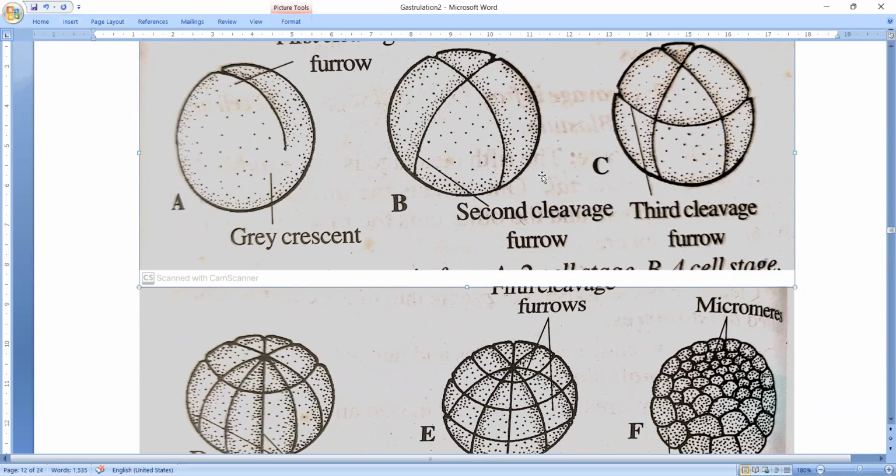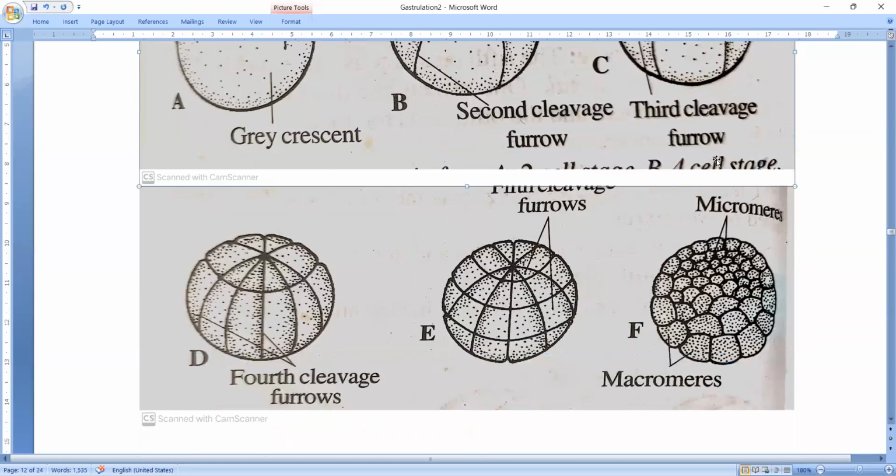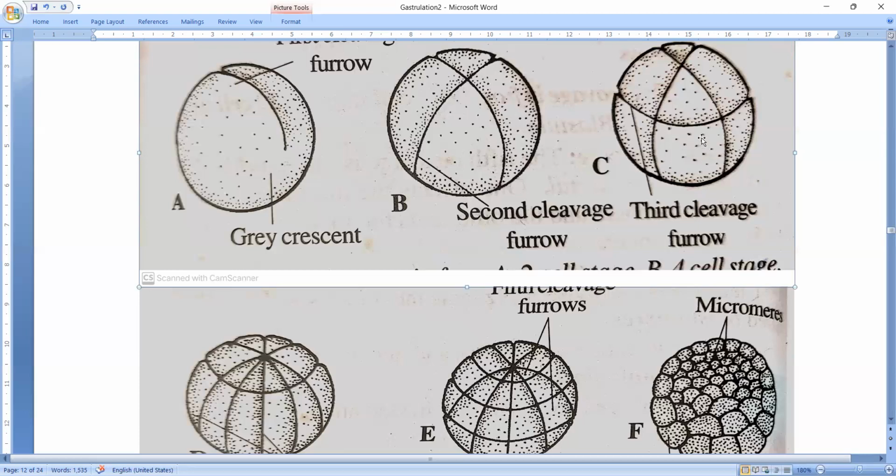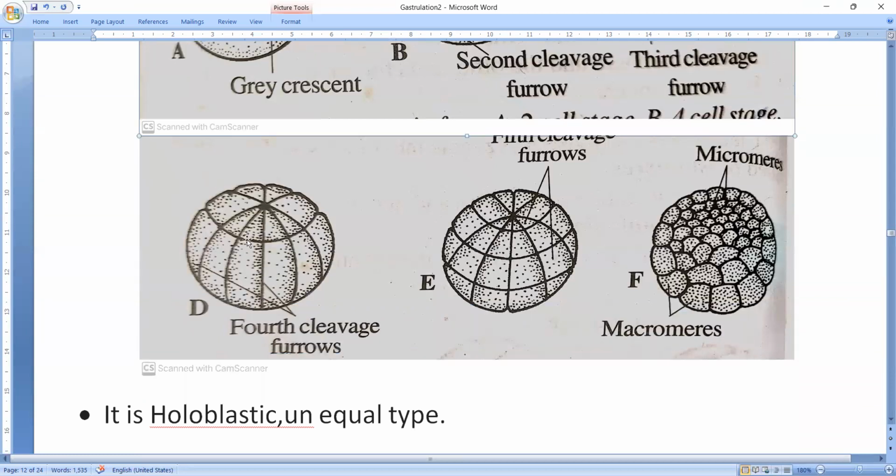That produces four blastomeres, which are equal. And the third one is latitudinal division. That produces 8 unequal blastomeres, of which 4 are smaller and 4 are larger. The smaller are called micromeres, and the larger are called macromeres. That is one, two, three.